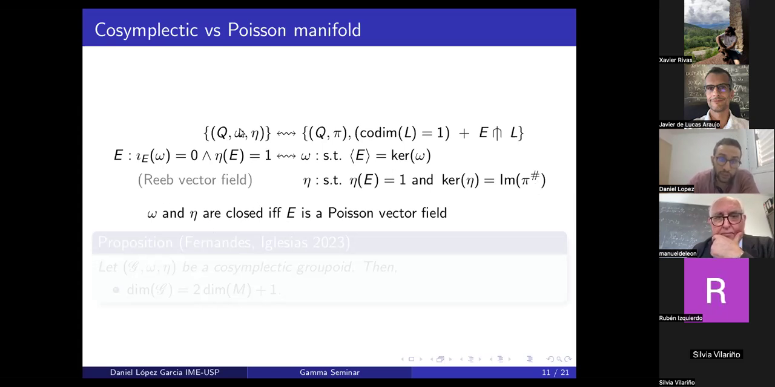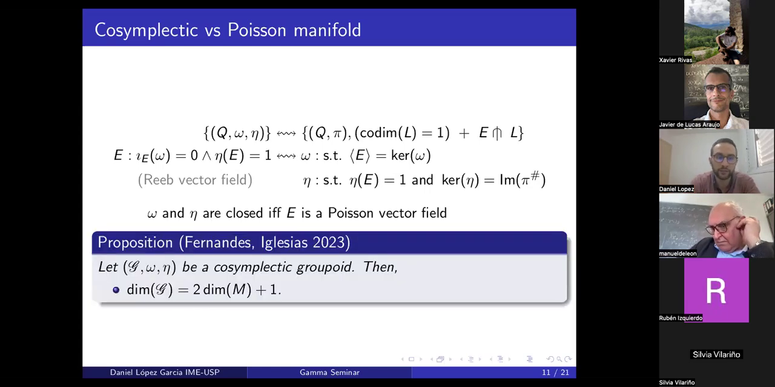And okay, I don't know if this definition is correct for a pre-cosymplectic manifold. You have this correspondence. But if you have a cosymplectic manifold, I mean that omega and eta are closed, if and only if the vector field appearing here is a Poisson vector field. This is a classic correspondence in the world of cosymplectic manifolds. But using that, it is possible to obtain this proposition. Well, this proposition is a little bigger; I just want to highlight this part.